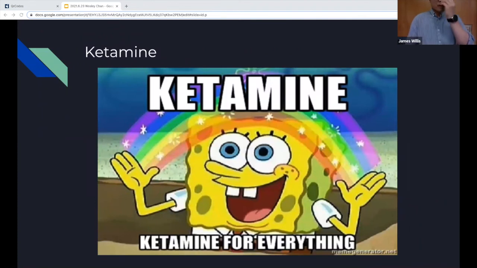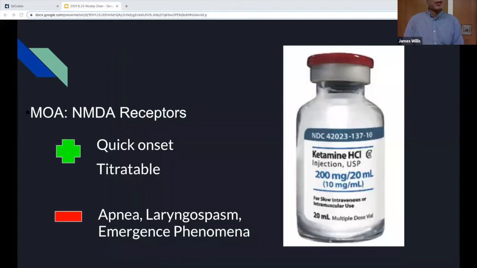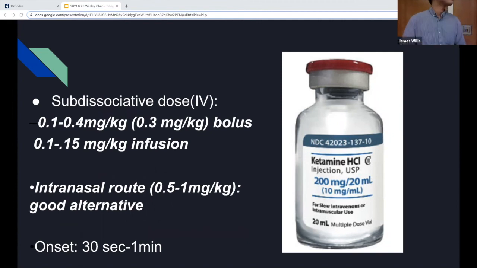Another thing I want to talk about is ketamine. We like ketamine a lot, and there's a guy, Maimonides, who really advocates for ketamine for pain control. It works at the NMDA receptor. It has a quick onset and it's titratable. Things to watch out for with ketamine are laryngospasm, apnea, and emergence phenomena.